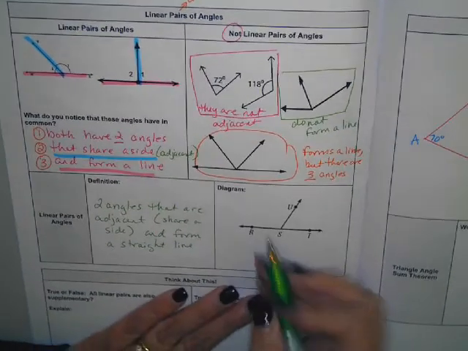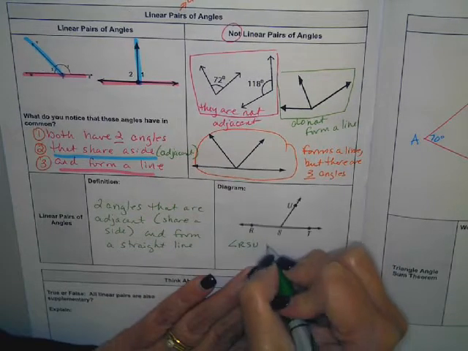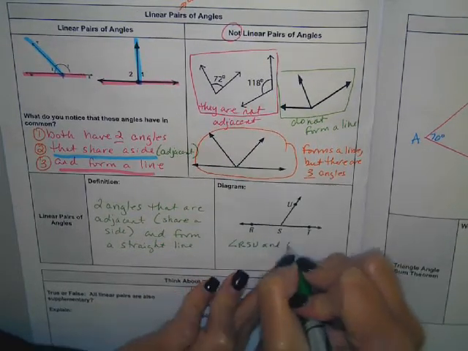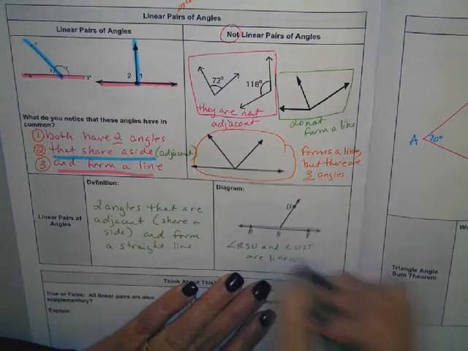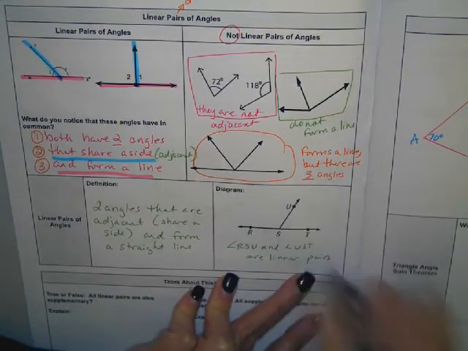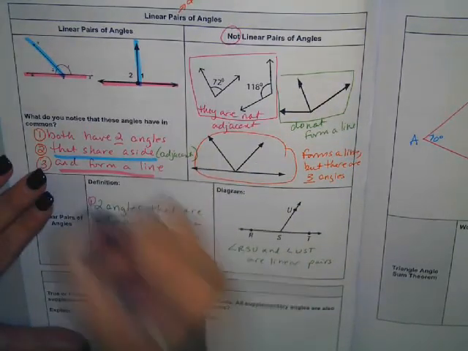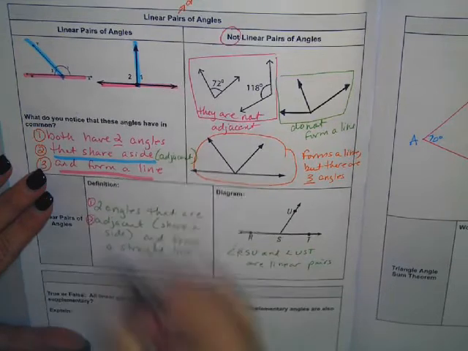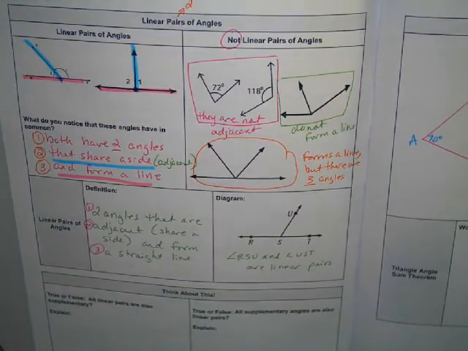So in this picture, angle RSU and angle UST are linear pairs. They meet all the criteria, right? So 1 is that it's 2 angles, 2 is that they are adjacent, and 3 is that they form a straight line. All 3 things need to be true for them to be a linear pair.